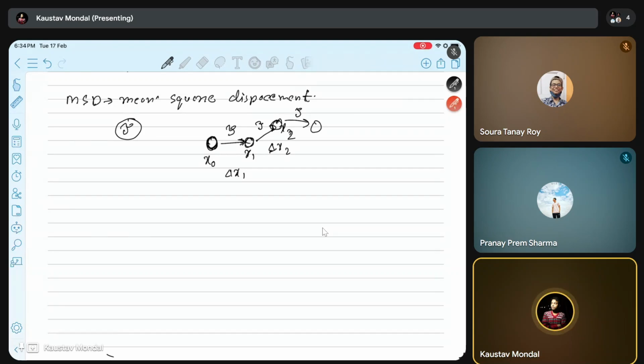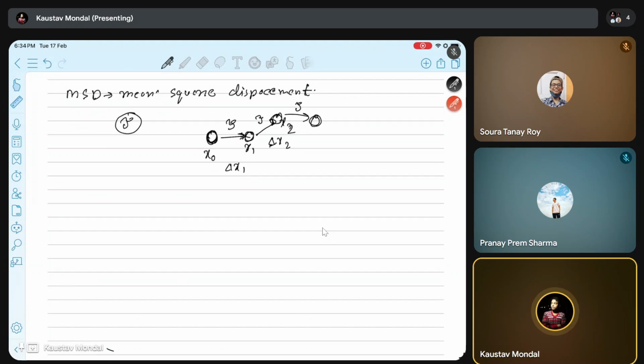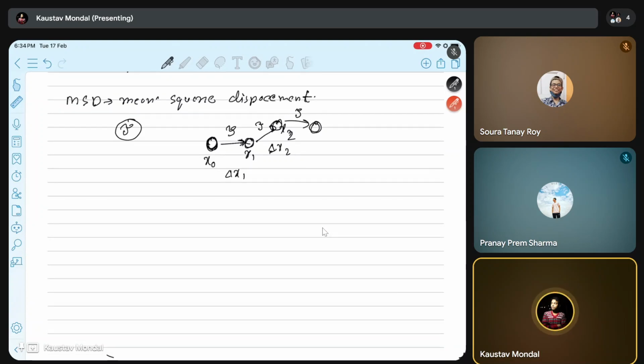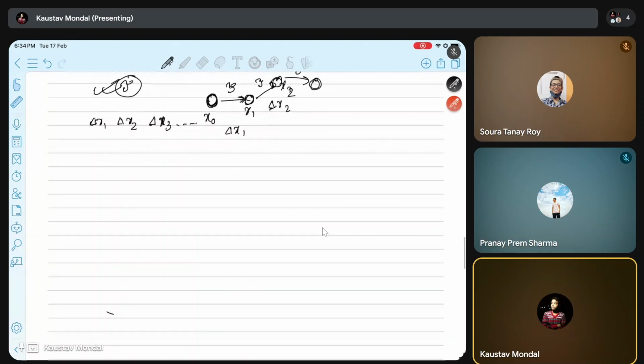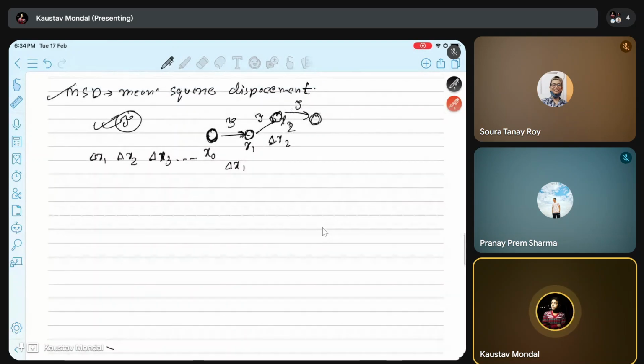Now if you tag the particle, like in an experiment, you can calculate the displacements delta x1, delta x2, delta x3, the displacement covered during the time interval tau that we defined previously. If you calculate all of these displacements, then from the definition itself you can calculate the MSD.